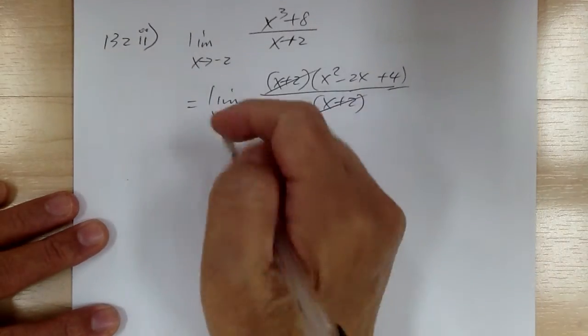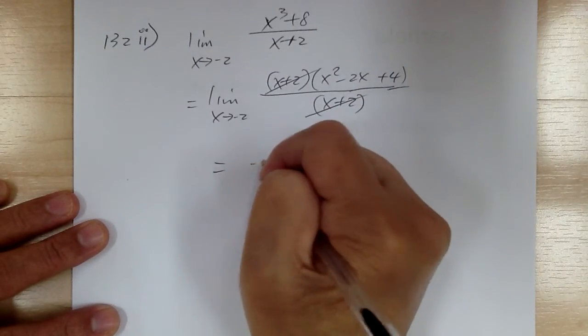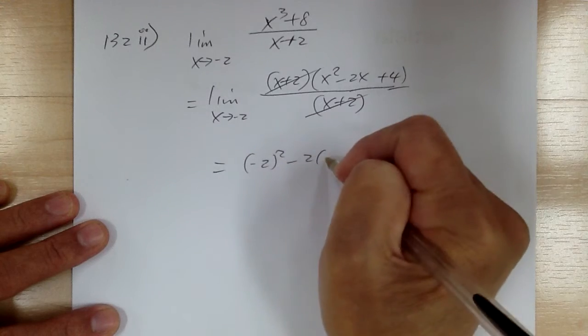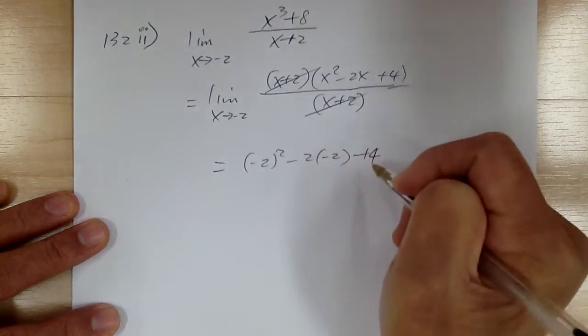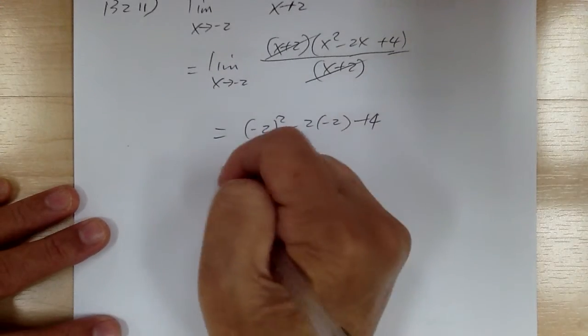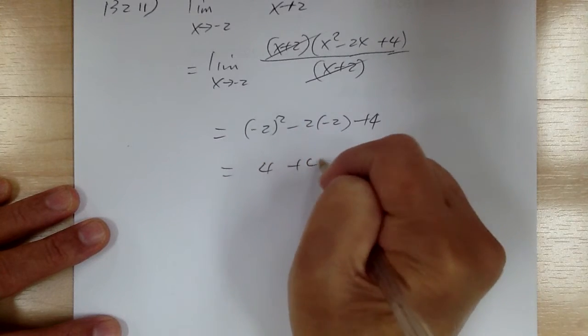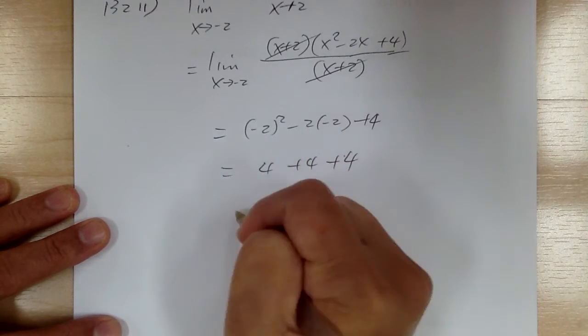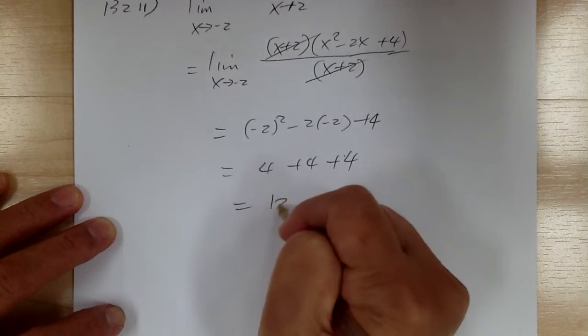Now once it cancels out, then you can substitute. So this becomes -2 squared minus 2 times -2 plus 4. And so this will equal 4 plus 4 plus 4, so equal to 12.